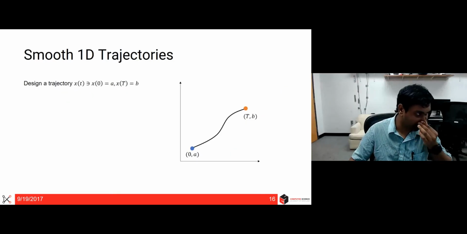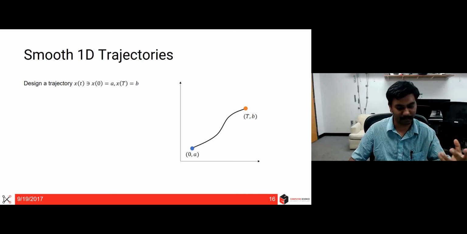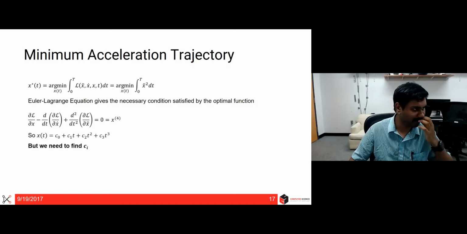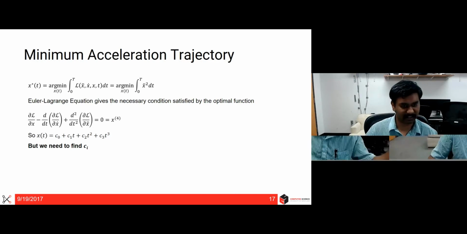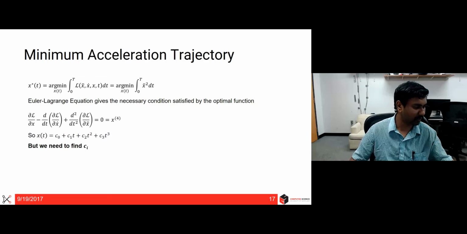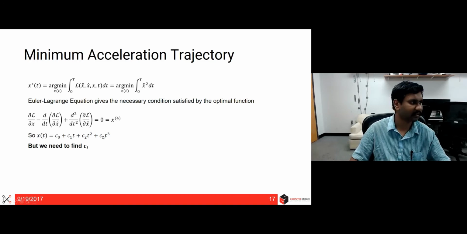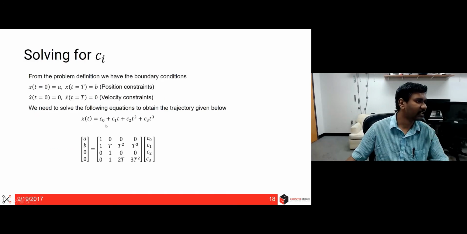So design a trajectory x of t such that x of 0 is some a and x of t is some b. If we want to find the minimum acceleration trajectory, I'm defining my Lagrangian as x double dot squared, since it's in one dimension. Apply the Euler-Lagrange equation and we get the fourth derivative of x equal to 0 as the condition, and we obtain x of t as a cubic polynomial, a third order polynomial. We want to find these ci's, which are c0, c1, c2, and c3 in this case. So how do we solve for ci?